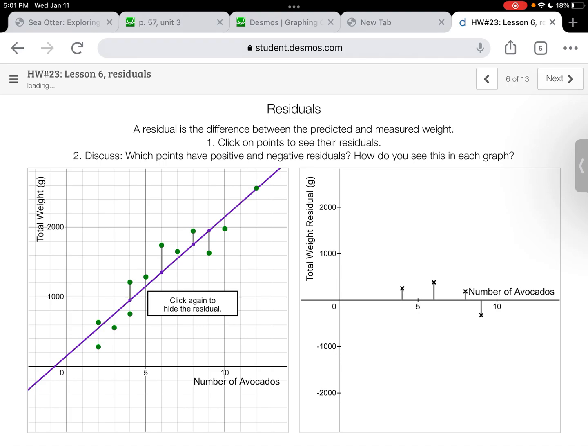Each of these points that I'm clicking right here are a little bit higher. They are more than what we were expecting from our line of best fit. And then the ones that fall below the line, such as that one and that one, have what are called negative residuals. They are below where we would expect. They're below the line of best fit. So their residuals are negative.